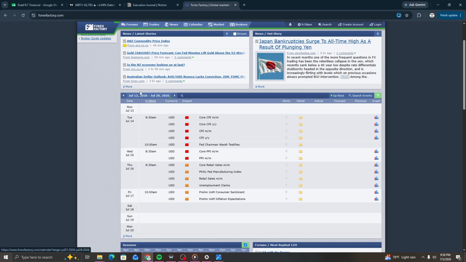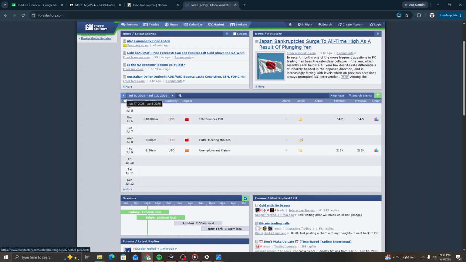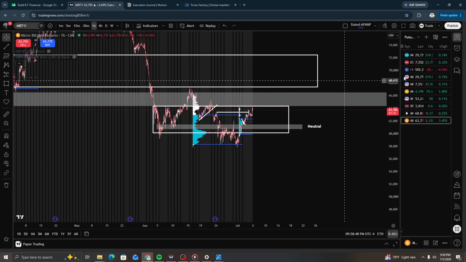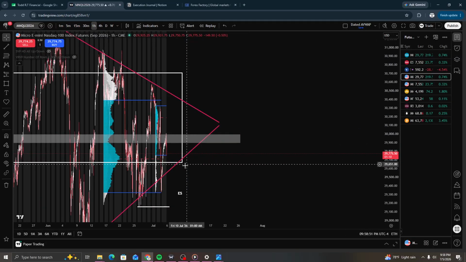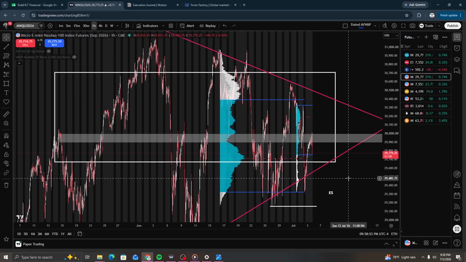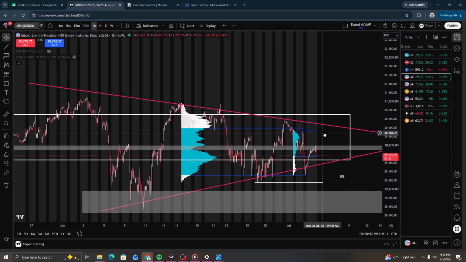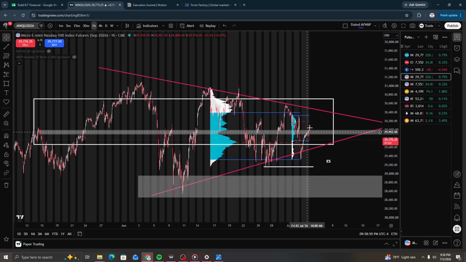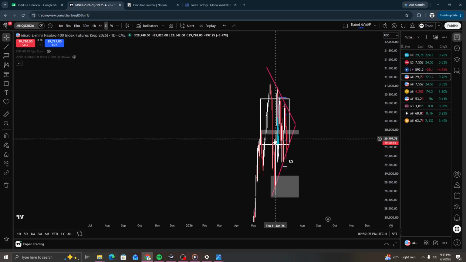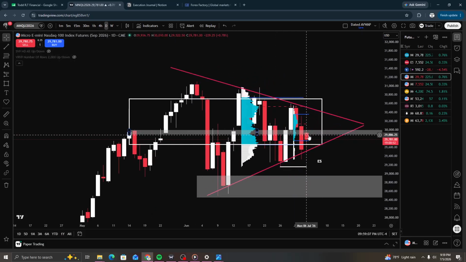Holy moly. There's no news next week. Wow. You know what that does? That just further emphasizes the fact that this is going to go nowhere. ES is not going to go anywhere. I don't know about gold or crude oil, but before I even looked at Forex Factory, this to me just screams consolidation. Like in here.